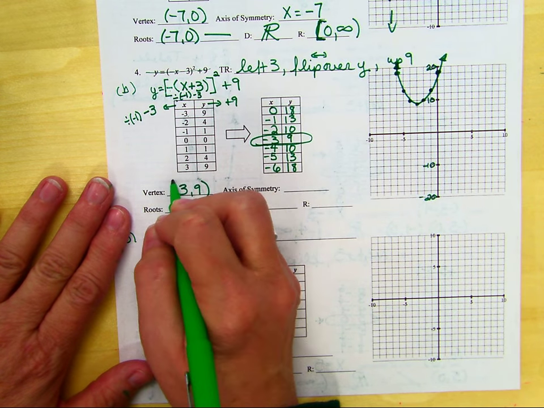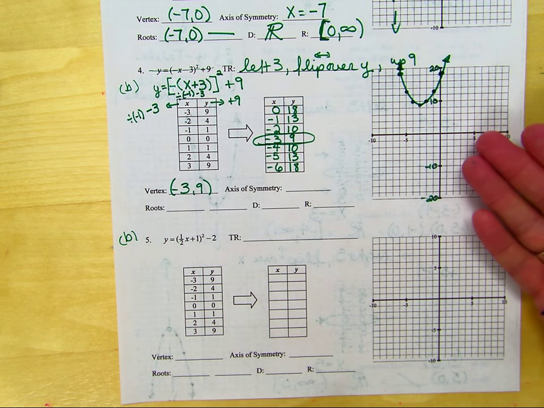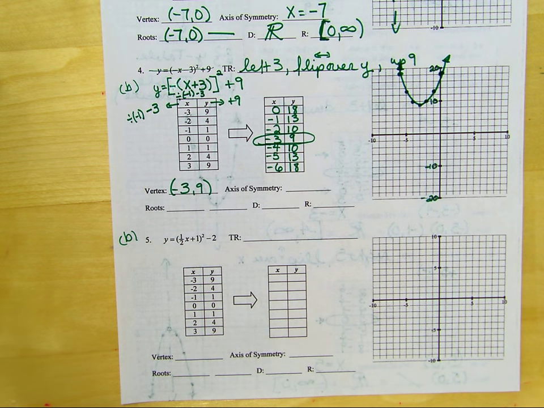Roots. Where does that graph intersect the x-axis? Remember, the roots are where the graph intersects or touches or crosses the x-axis. It does not. So I have got no roots at all.